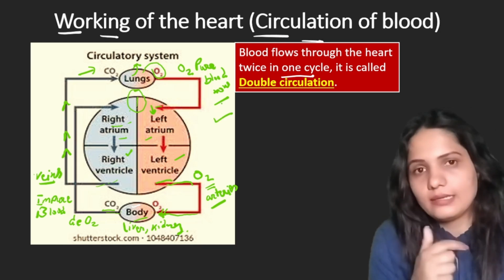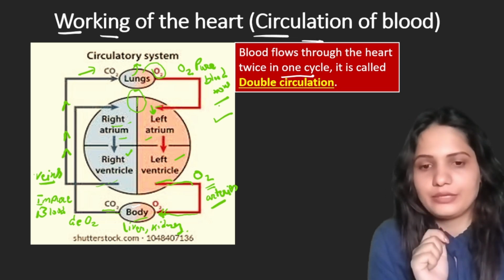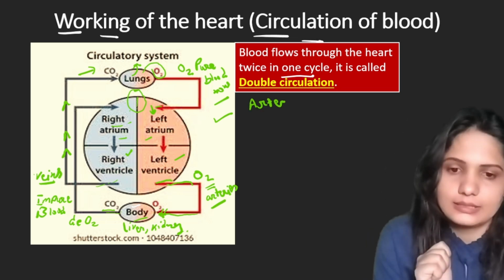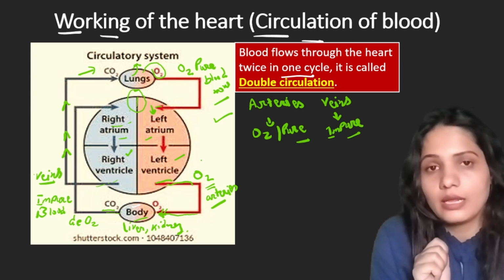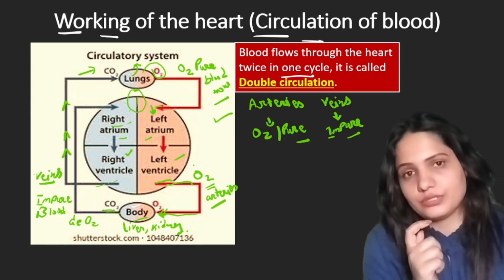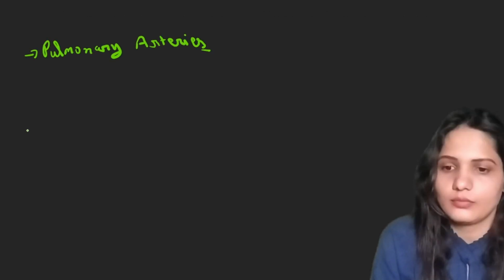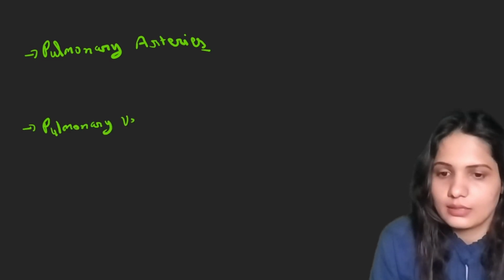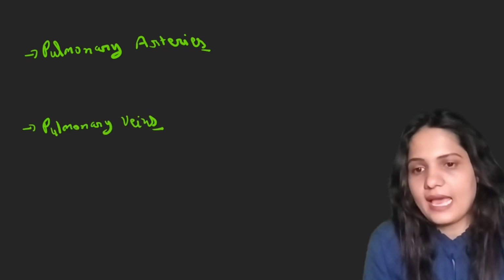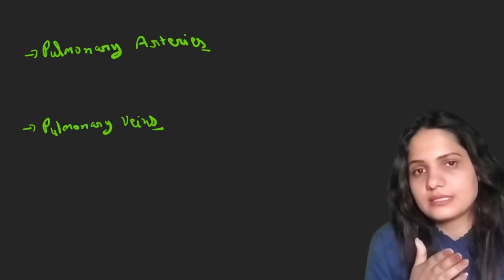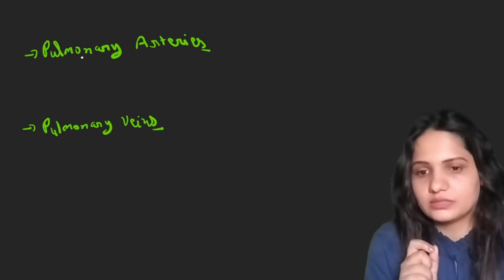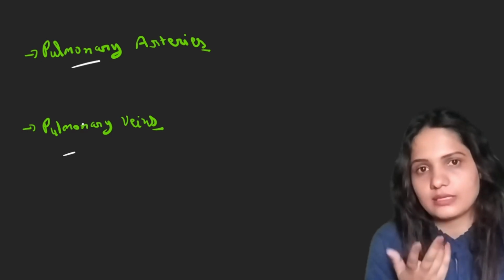Now before I move on to the next slide, I want to make something clear. Arteries carry oxygenated blood, pure blood, and veins carry deoxygenated blood, impure blood. But there is one exception, pulmonary arteries and pulmonary veins. We have seen earlier that arteries carry oxygenated blood and veins carry deoxygenated blood. But in the case of pulmonary arteries and pulmonary veins, the case is different.